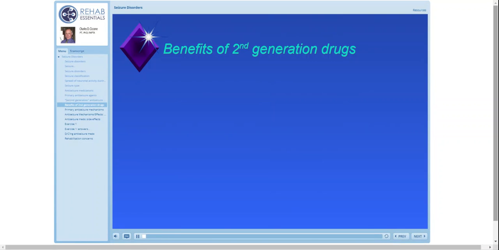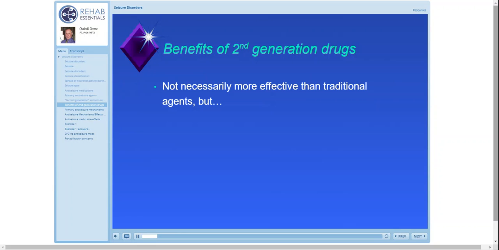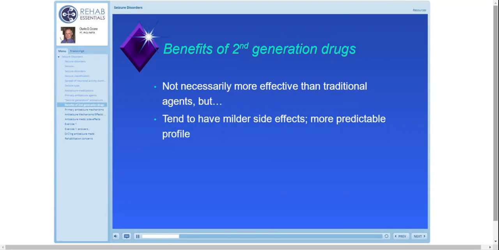So what are the benefits of the second generation or the newer drugs? They don't seem to necessarily be more effective than the traditional agents, but these newer drugs tend to have a milder side effect characteristic and be more predictable in terms of how they're absorbed, distributed, and eventually metabolized in the body. With the traditional drugs, there's a lot of variability from one patient to the other in these characteristics. They tend to have more side effects, more severe side effects, and they tend to have more differences from person to person in terms of how they are absorbed, distributed, and eventually metabolized.